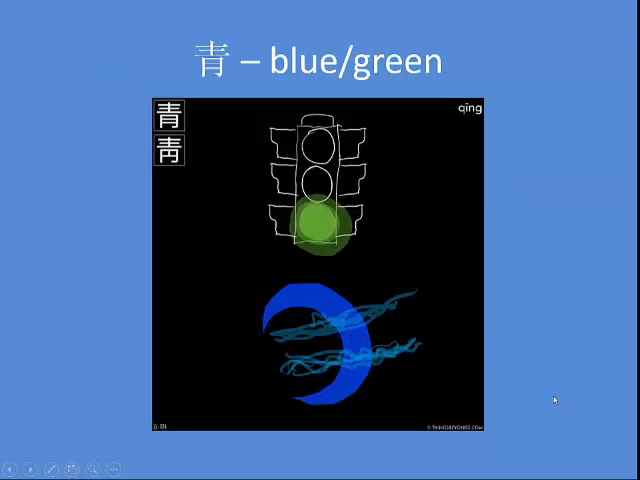The last radical is qing, which means blue or green. Most cultures don't distinguish blue or green until very late in their development, and Chinese is no exception. Now this artist has combined green as in the traffic light, because the top part has these 3 sections, so they conceptualize it as a traffic light, and then the moon, because the moon radical is in the blue-green character.